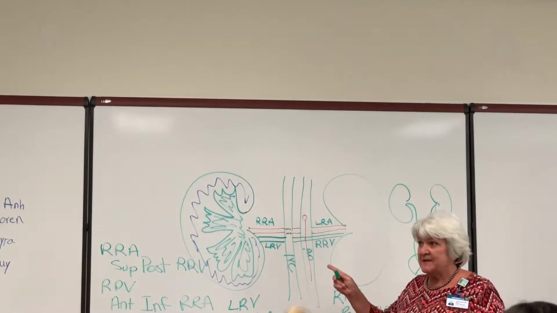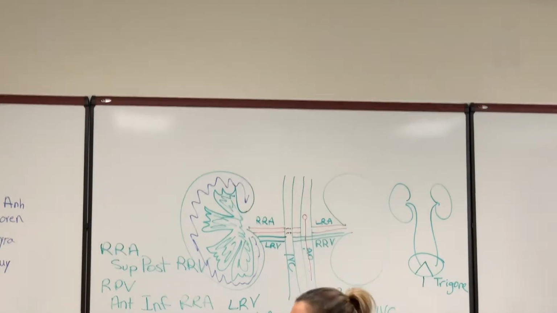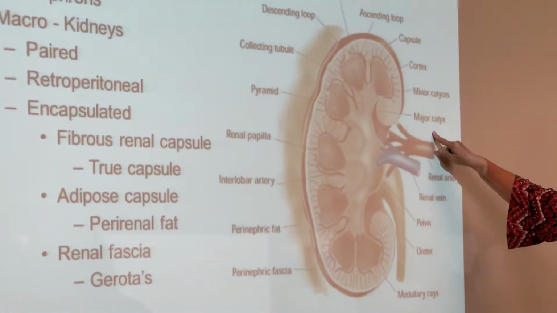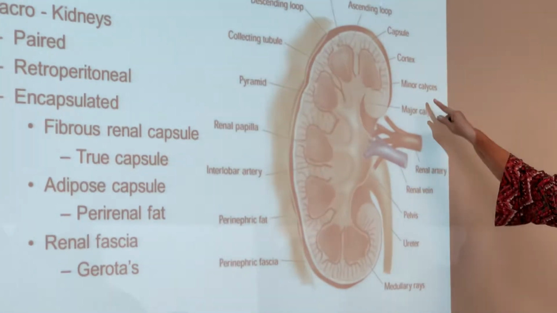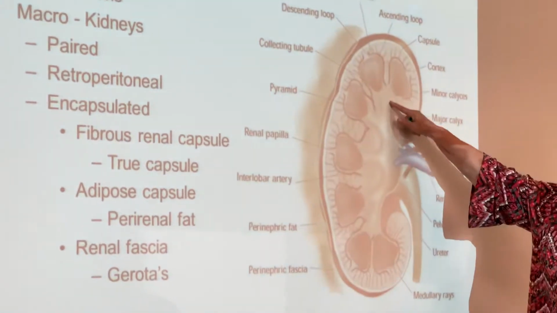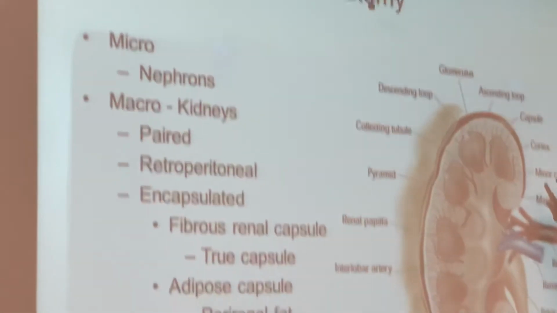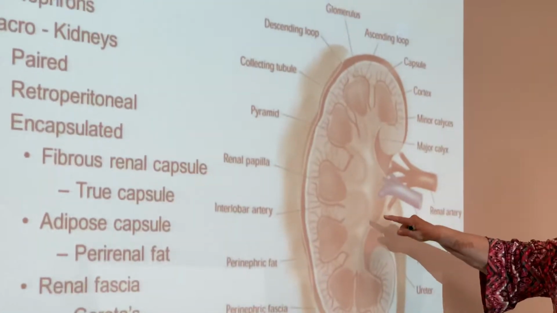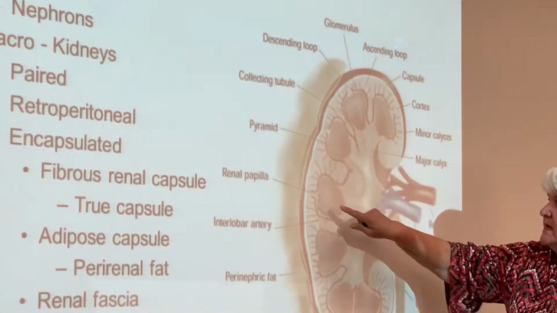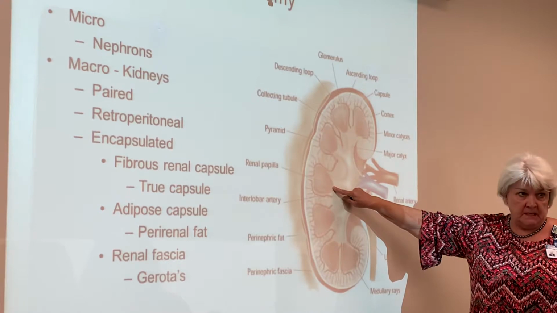or the proper names: you have minor calyces and major calyces. Okay? You have minor calyces and major calyces. This collects the urine, because these here are called the renal papilla. This whole thing is called the pyramid. The tip of it, or the apex of it, is called the papilla.